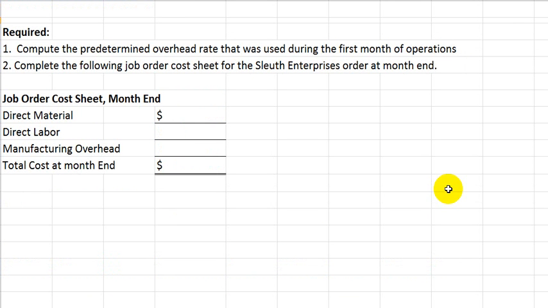Let's take a look now at what the exercise is going to require us to do. It's two parts. First part, compute the predetermined overhead rate that was used during the first month of operations. We know that they apply it based on direct labor costs, but we want to see what the rate is. And then in part two, we want to complete a job order cost sheet for the Sleuth Enterprises project as of the end of that first month of operations. The format that we'll use will be to add up the direct material, direct labor, and manufacturing overhead for the Sleuth Enterprises to see what the total is at the end of that month.